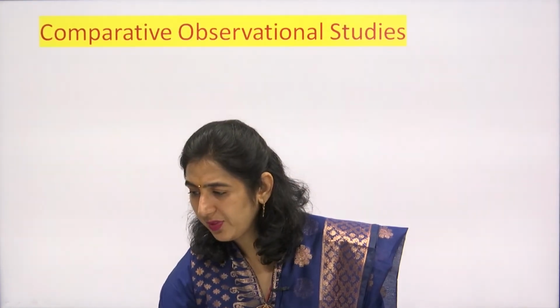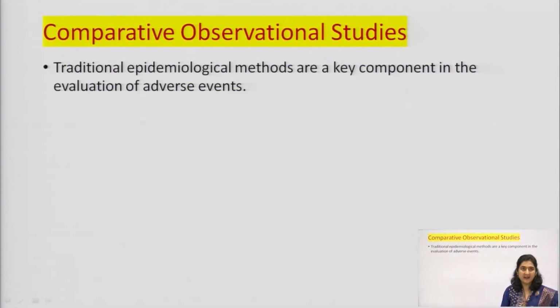So, let us start. Now, comparative observational studies. First of all, you understand the word observational. Observational means in which we simply observe. The reporter is simply observing the particular experimental studies. So, comparative observation studies: traditional epidemiological methods are a key component in the evaluation of adverse events, as our major focus in the pharmacovigilance subject is the evaluation of adverse drug reactions or adverse events. So, we have kept this particular topic. These studies help in the evaluation of adverse events.